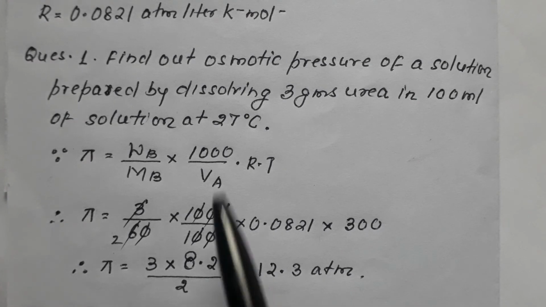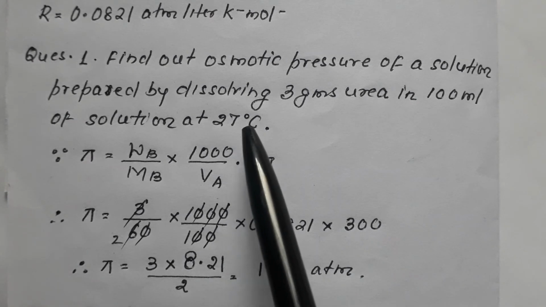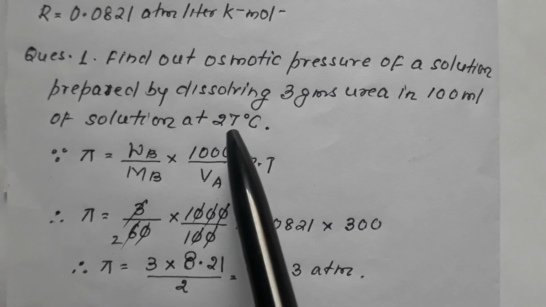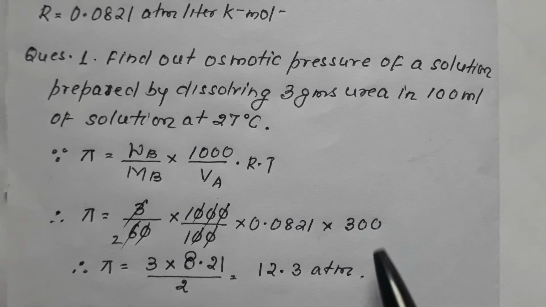The temperature was 27 degrees centigrade, converted into Kelvin it is 300 Kelvin. This temperature has to be taken always in Kelvin. Therefore, we have converted 27 degrees centigrade into 300 Kelvin. So what would be the value of pi? On solving it, pi comes to be 3 into 8.21 upon 2, which comes to be 12.3. So the osmotic pressure is 12.3 atmosphere.